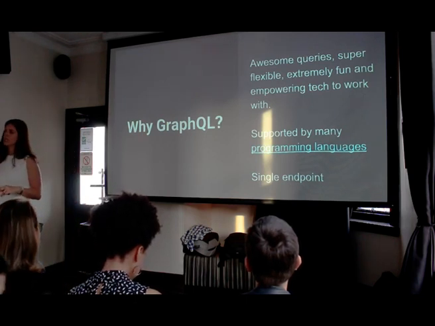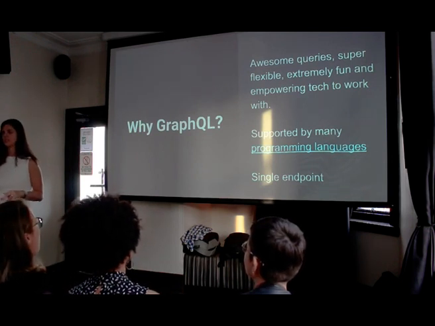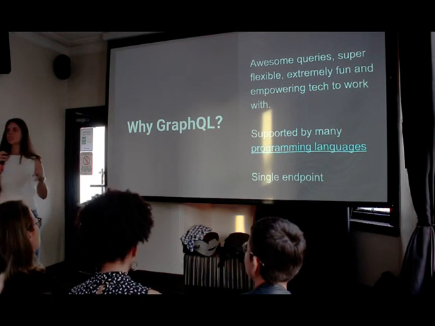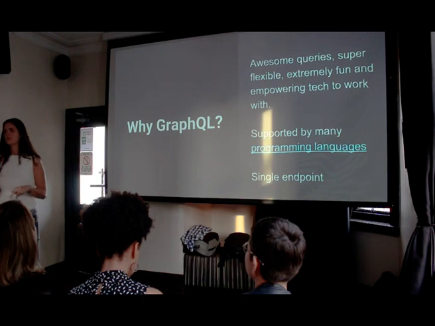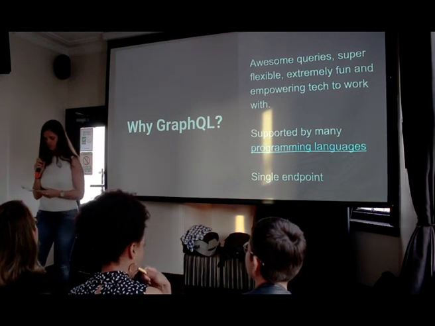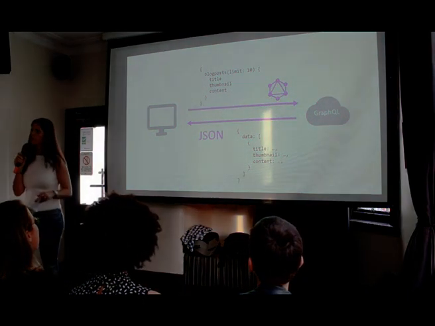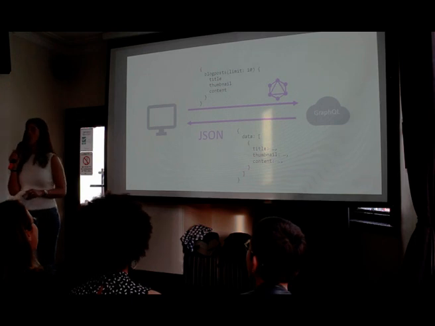And one of the main points is that you have one single endpoint. So you just need to do one call and you access all the available services that GraphQL provides you. So how does this one single endpoint work? Here there is just a little graphic of how it is.